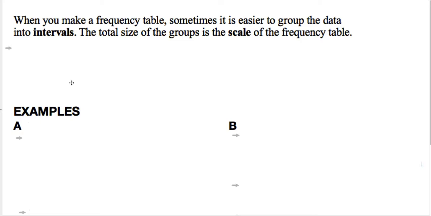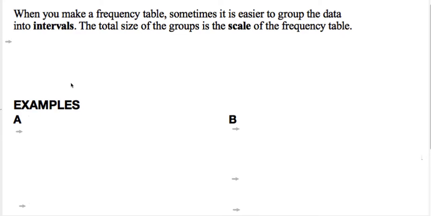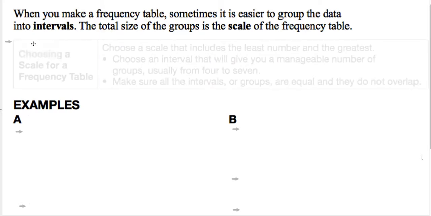Okay, let's do some more examples on this. When you make a frequency table, sometimes it's easier to group the data into intervals. The total size of the groups is the scale of the frequency table, and that's another way of looking at scales and intervals. Another definition of scale: the total size of groups is the scale, and you separate the scale into intervals.